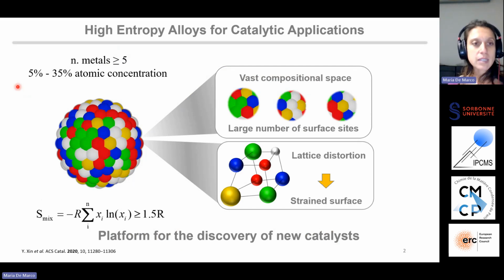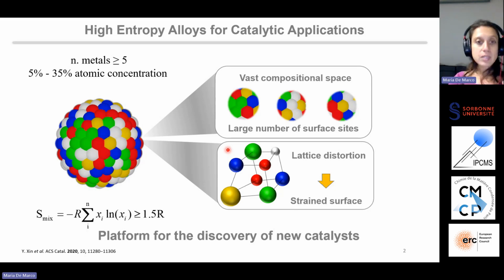Usually high-entropy alloys are defined as multimetallic alloys in which every metal is present in a concentration ranging between 5 and 35% atomic concentration, or with a mixing entropy which should be equal or higher than 1.5 times the molar gas constant. Thanks to their complex structure, this kind of materials present a very vast number of different surface sites with different composition, which in combination with the lattice distortion effect on the surface of the materials make them a very interesting platform for the discovering of new catalysts.